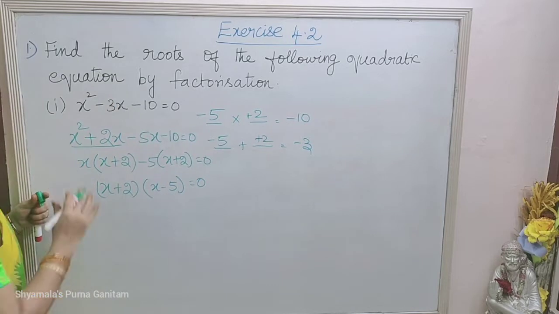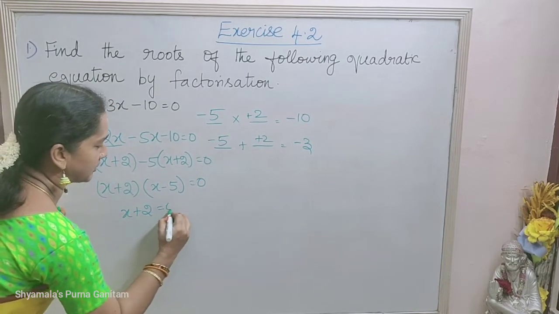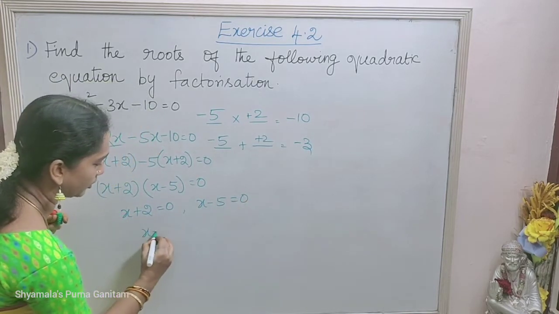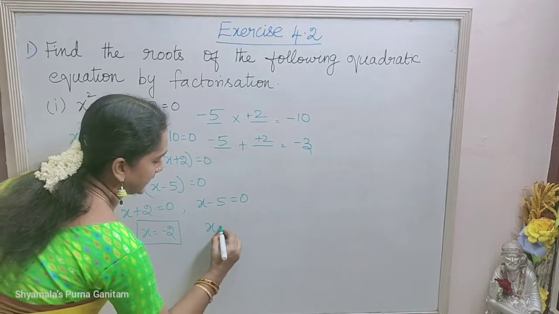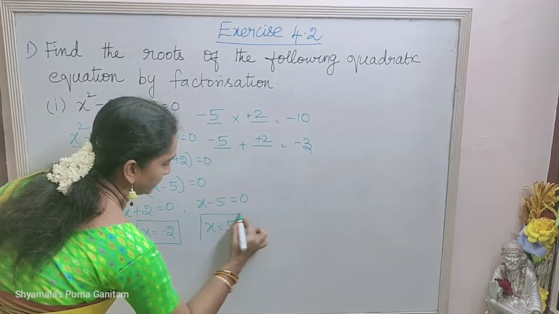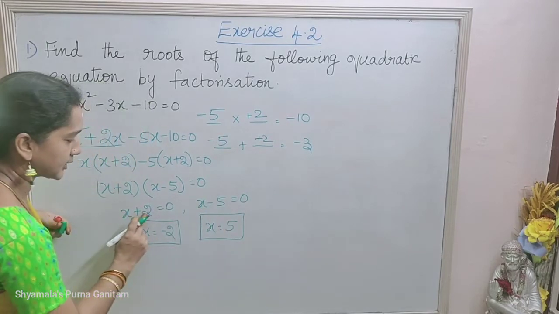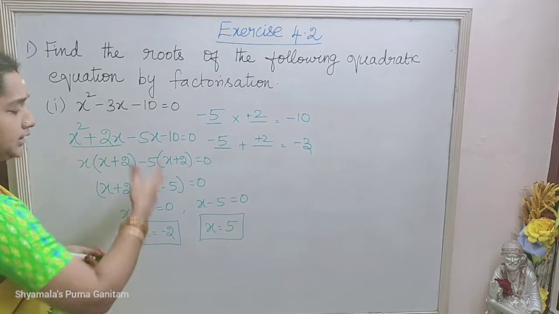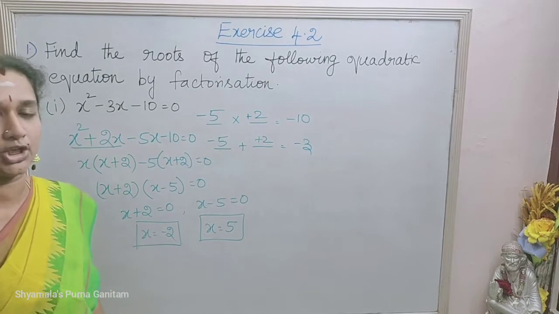So the factors, the roots of the given quadratic equation, are: x plus 2 is equal to 0 and x minus 5 is equal to 0. x minus 5 is equal to 0, so x is equal to 5. x plus 2 is equal to 0, so x is equal to minus 2. These are the two roots of the given quadratic equation.